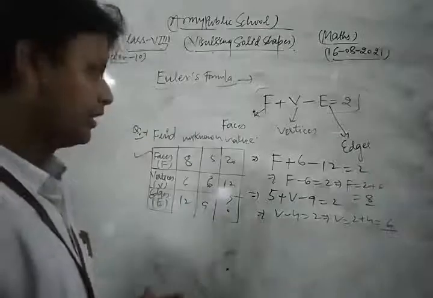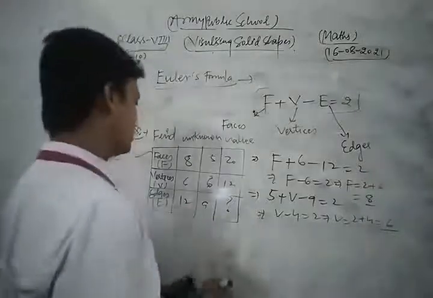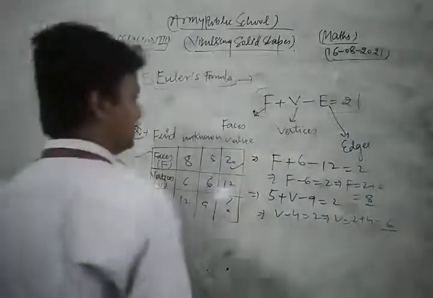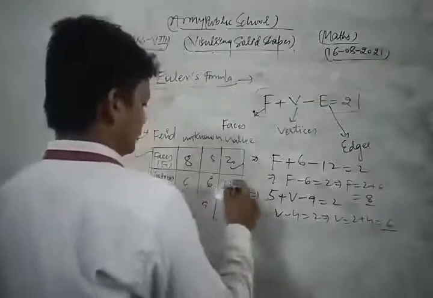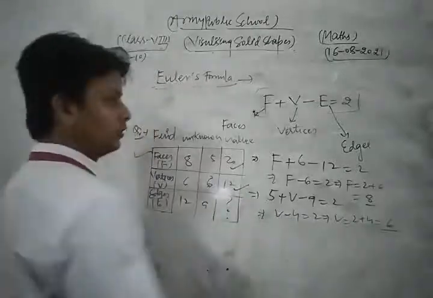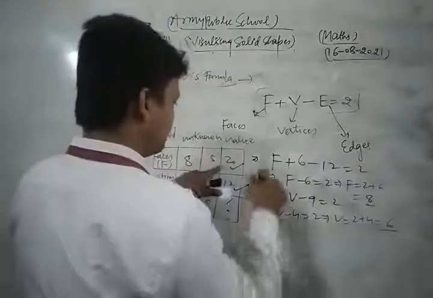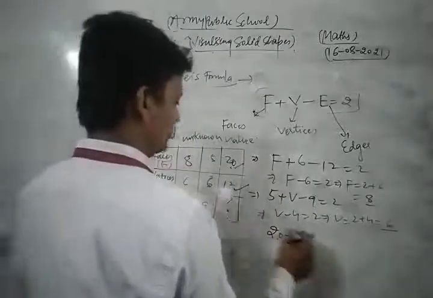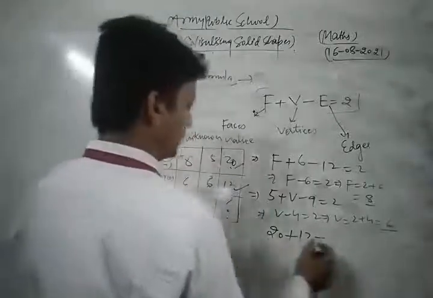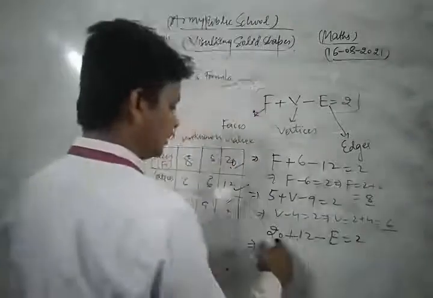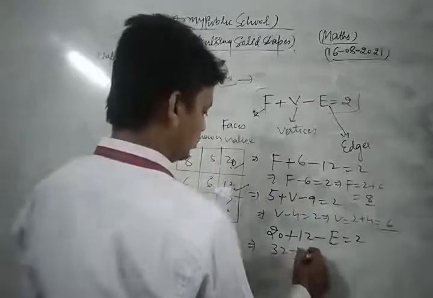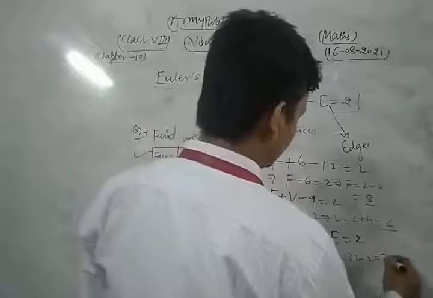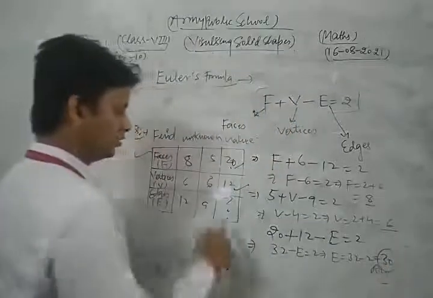Okay. Now for the third part of this question, faces is 20 and vertices is 12. We find the edges. So faces is 20, we put 20 plus vertices 12 minus edges E is equal to 2. Now we simplify: 32 minus E is equal to 2, that is E is equal to 32 minus 2, that is 30. Edges is 30. This is the final.